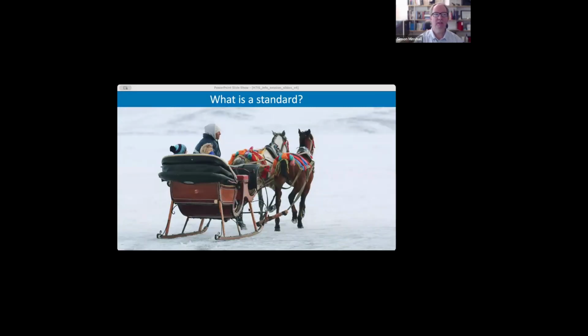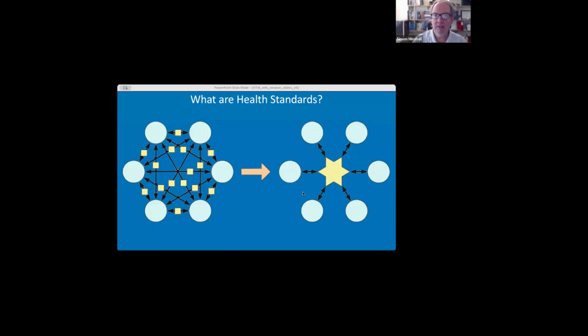So let's start with the idea of what is a standard. A standard is an agreed upon way of doing things. And we've had standards for thousands of years, so it's nothing new from that respect. But since computers became part of healthcare, standards increasingly take a more important view.